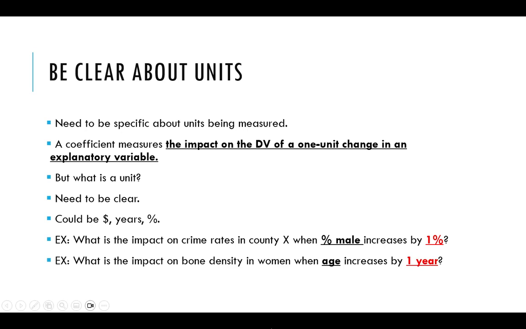Another example, what's the impact on bone density in women when age increases? All right, so bone density in women is my dependent variable. Age is one of my explanatory variables. What's a unit change? A 1 unit change is 1 year. So you wouldn't say when women's age changes by 1 unit. You would say when women's age changes by 1 year, all else constant, the impact on bone density is blah, blah, blah. Be clear about what constitutes a unit.